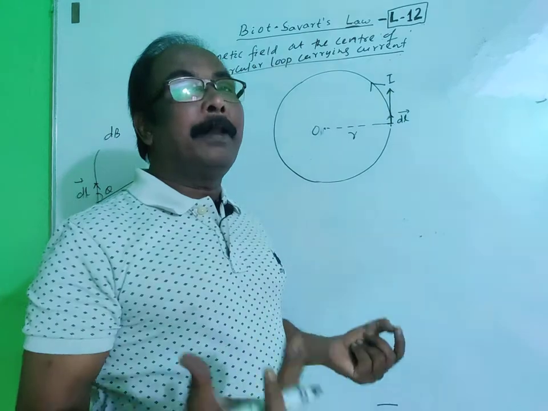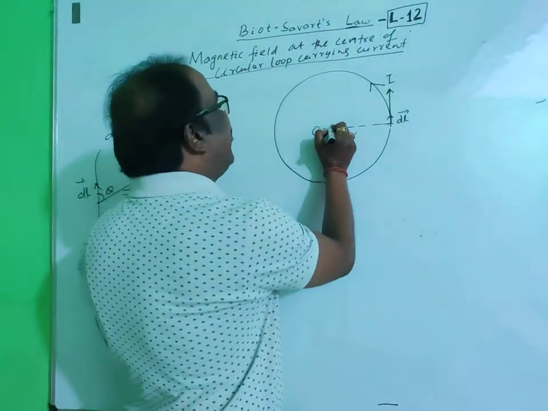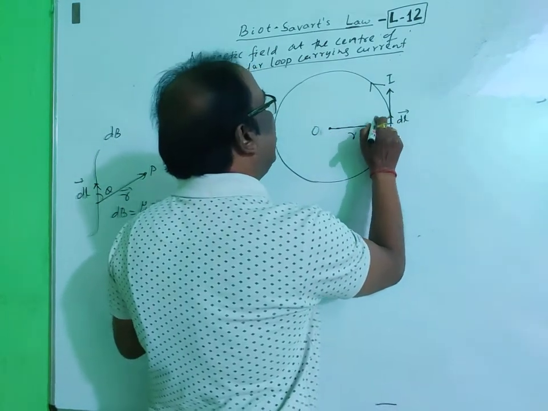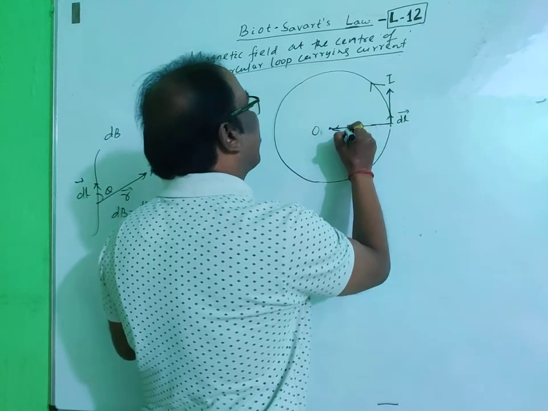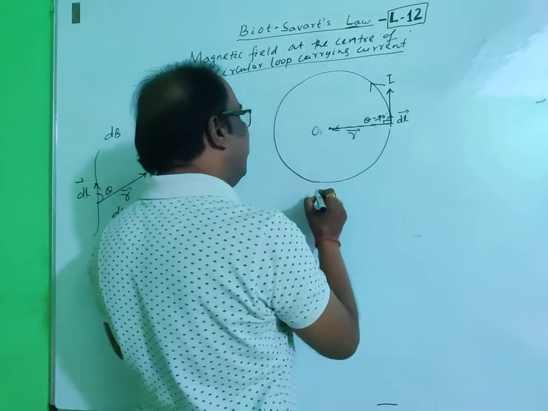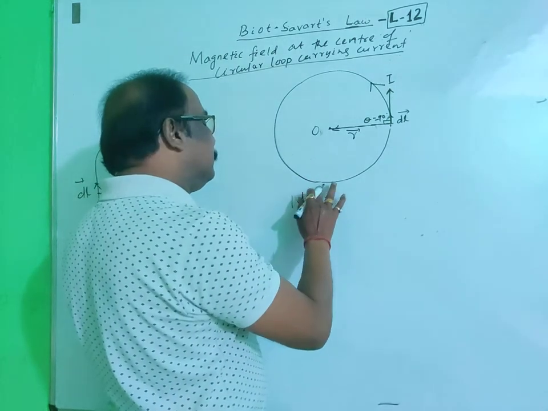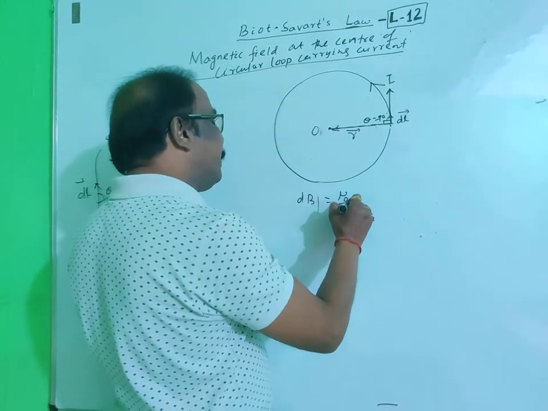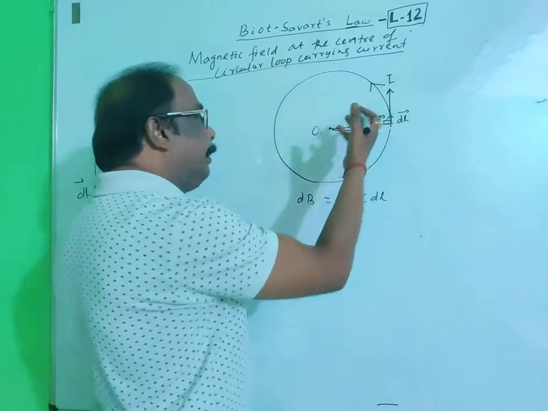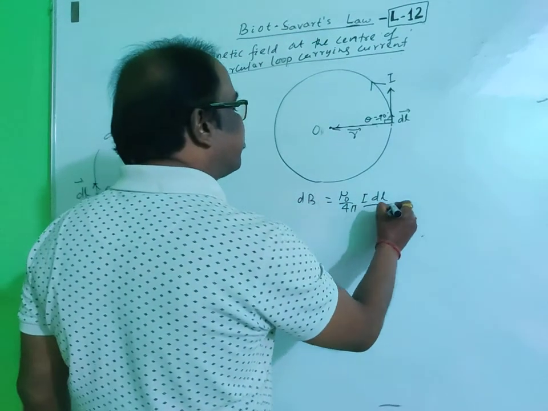The direction of dl is taken along the direction of current, and we have to find the magnetic field at the center of the circle. Here this is position vector r, and the angle between them is theta. Theta is 90 degrees. Then the magnetic field dB due to this elemental part of the conductor is mu0 by 4 pi, I dl sin 90 divided by the square of the distance, and sin 90 is 1.